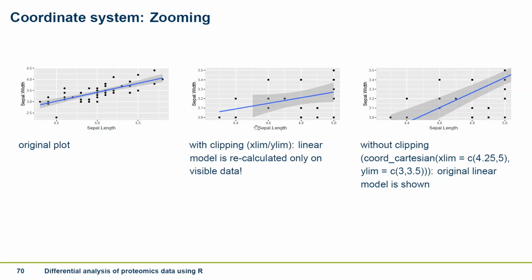So this means that this function uses clipping, so it really removes the data points. While if you use, for example, the coord_cartesian function to set the x and y limits, then it will use it without clipping. That means that the original linear model that was in the original plot is shown. So it doesn't remove the data points, but it keeps them in the background.